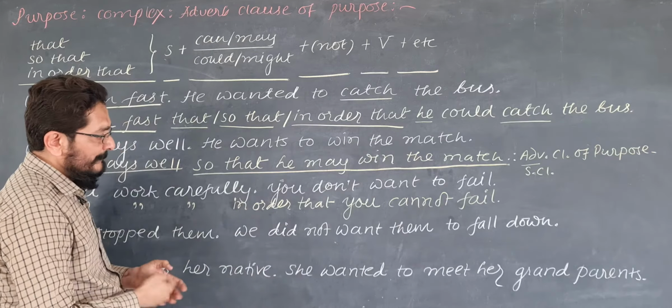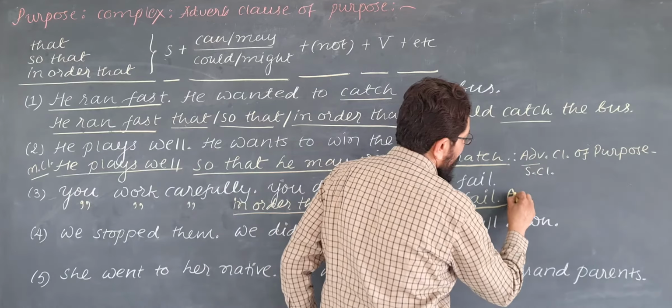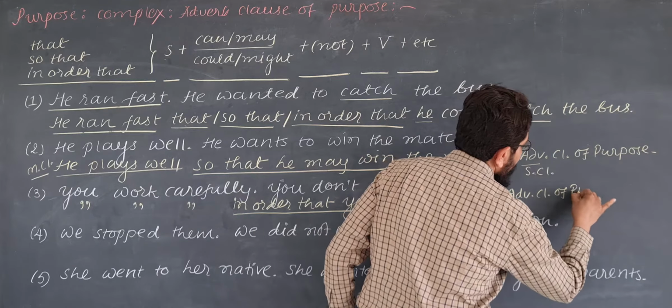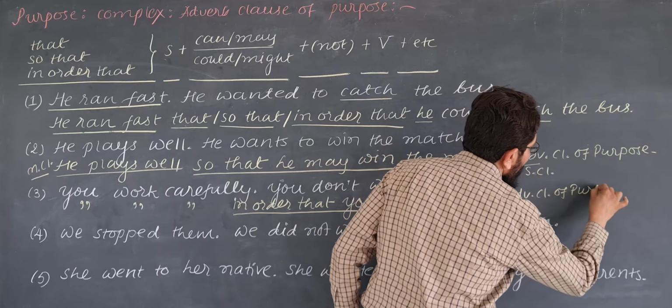In order that you cannot fail, this is adverb clause of purpose. Adverb clause, adjective clause, noun clause, all are the types of subordinate clauses. This is subordinate clause and this is going to be the main clause. One main clause, one subordinate clause. The product sentence is a complex sentence.